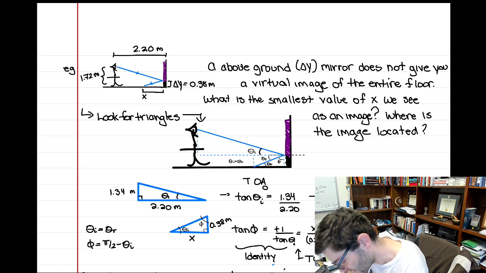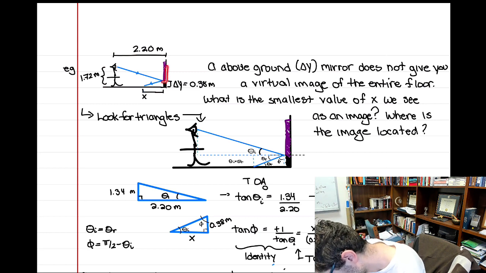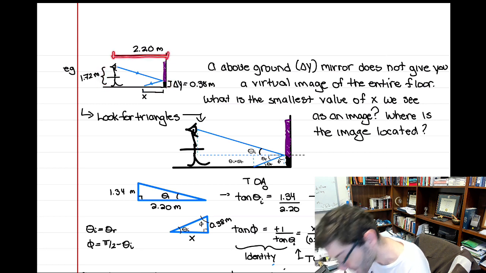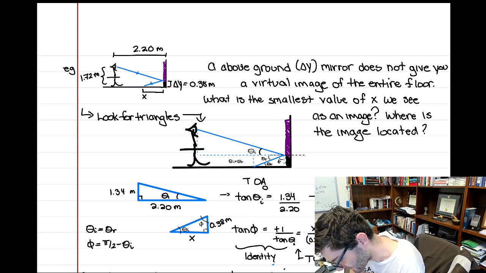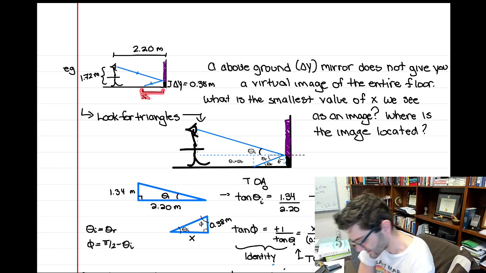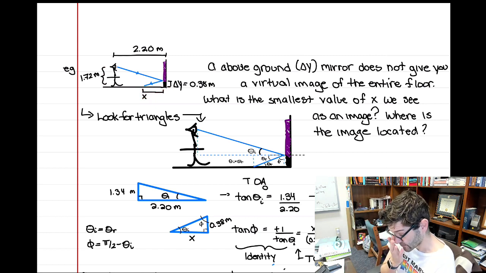So here's the setup. We have the mirror here in purple, which the base of the mirror is a distance of 0.38 meters above the ground. Then you are 1.72 meters, and you're standing 2.2 meters away from the mirror. And we want to find what is this value of x. That is the last location on the floor you can actually see in the mirror.